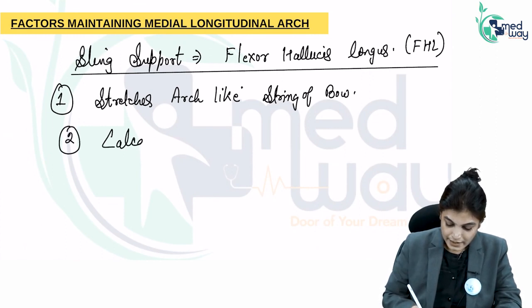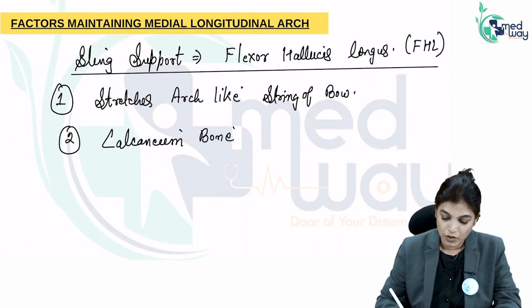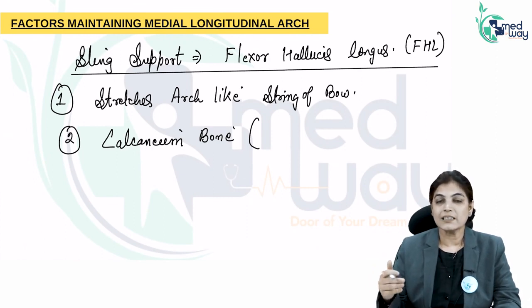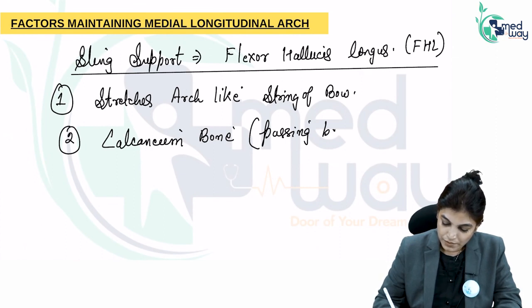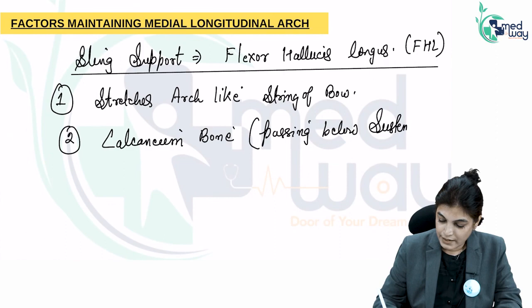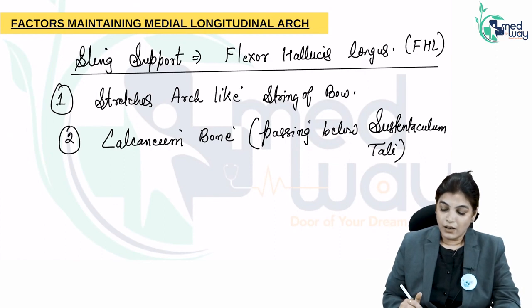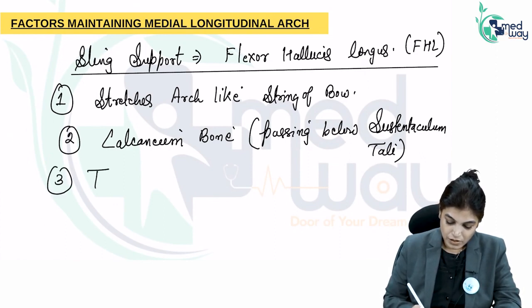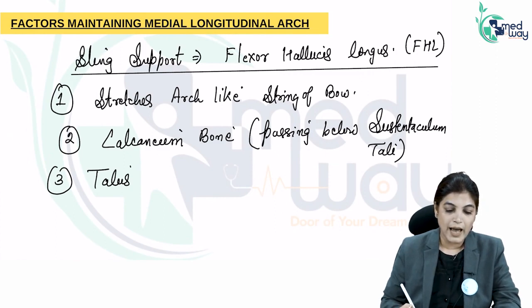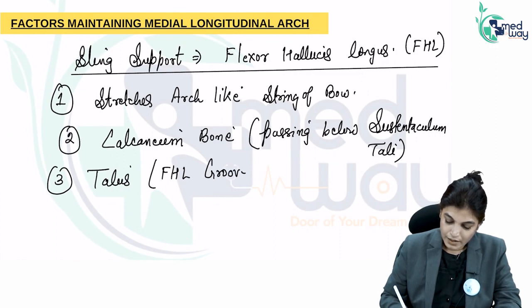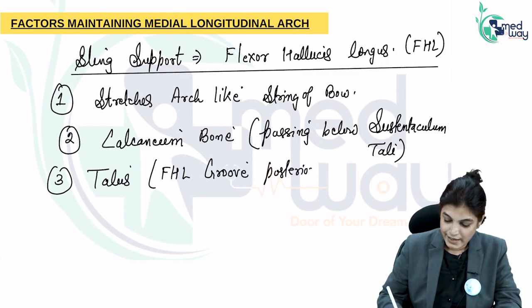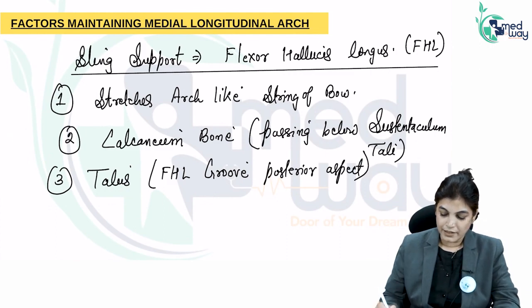The other support is to the calcaneum. The flexor hallucis longus is also supporting the calcaneum bone, and the reason is that the flexor hallucis longus tendon is passing below the sustentaculum tali. What is sustentaculum tali? It is a shelf-like projection of the calcaneum bone. The third is, it is also supporting the talus bone, as the flexor hallucis longus tendon grooves the posterior aspect of the talus bone.